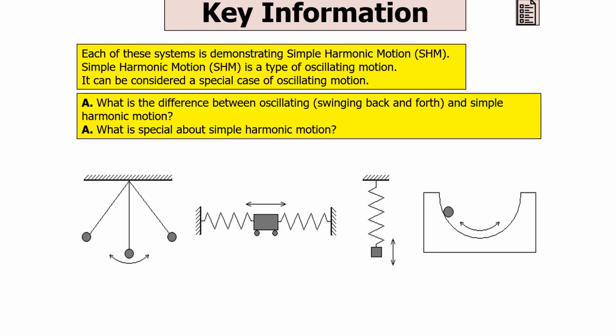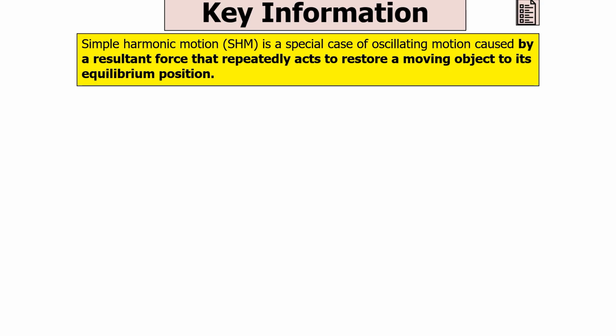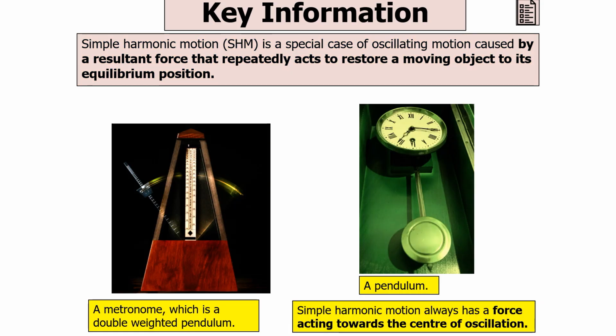Now, each of these systems is demonstrating simple harmonic motion, which is a special type of oscillating motion. What is the difference between oscillating motion and simple harmonic motion, and what is so special about it? Well, simple harmonic motion is the special case of oscillating motion caused by a resulting force that repeatedly acts to restore a moving object to its equilibrium position. For example, a metronome, which is a doubly weighted pendulum, and a pendulum have simple harmonic motion because there is always a force acting towards the centre of oscillation.